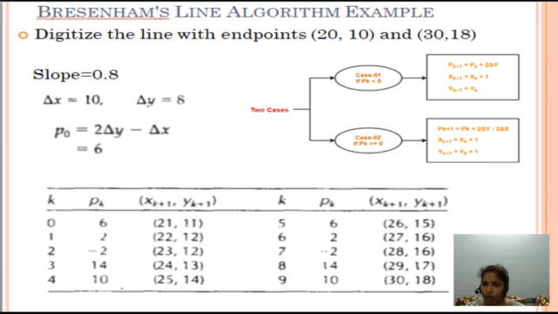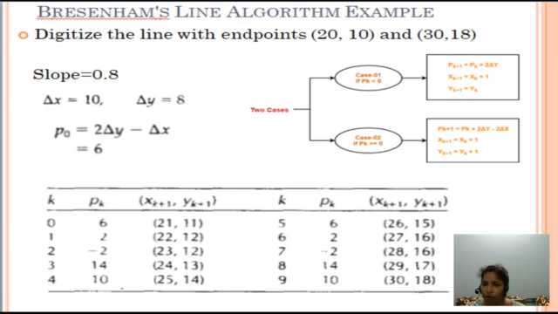Now again the decision parameter is greater than 0, so you use the equation pk plus 1 is equal to pk plus 2 delta y minus delta x. You will get minus 2. Now you can see that pk is less than 0. If pk is less than 0, what to do? x you have to increment by 1, y remains the same, with no change in y.